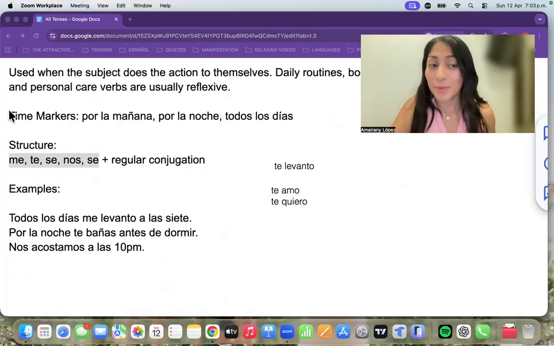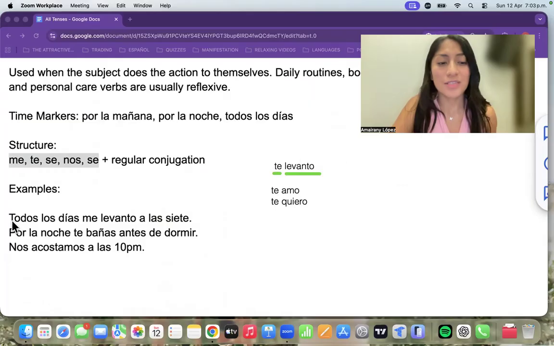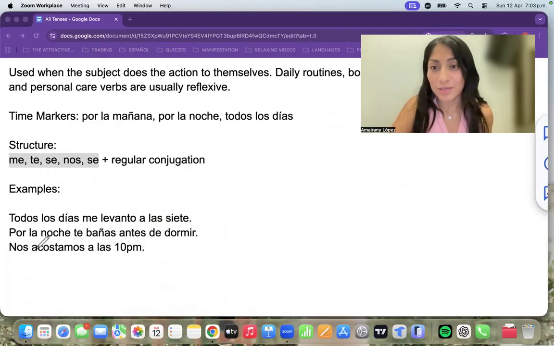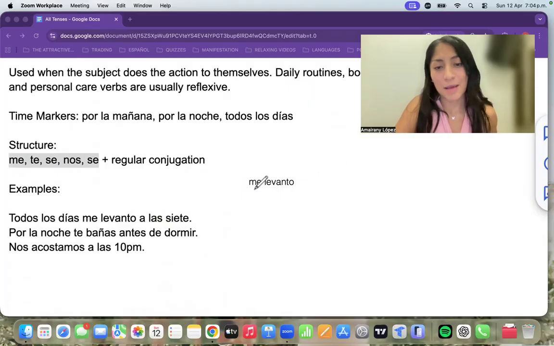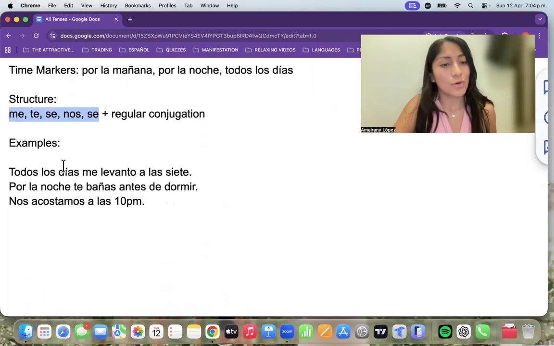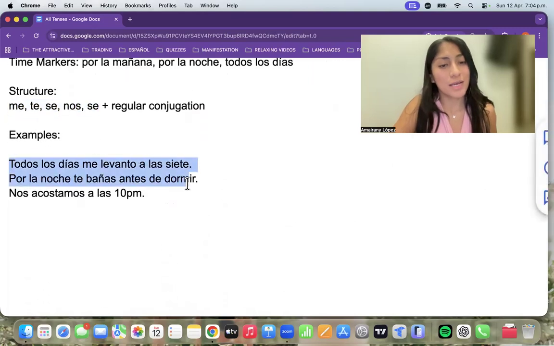So the same thing applies here. Te levanto. You, I get up or I wake up. Okay, so these actions you can do to someone else as well. But if you're talking about yourself doing these actions, then you do this. Me levanto. Again, so repeating that me, implying that it is something that is done to you, to yourself, to your own self. Okay. Now, let's get into all these examples that are written down.